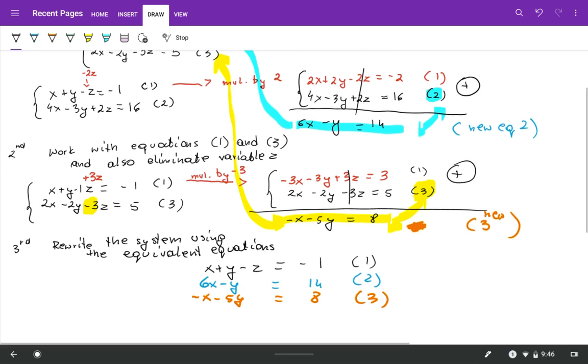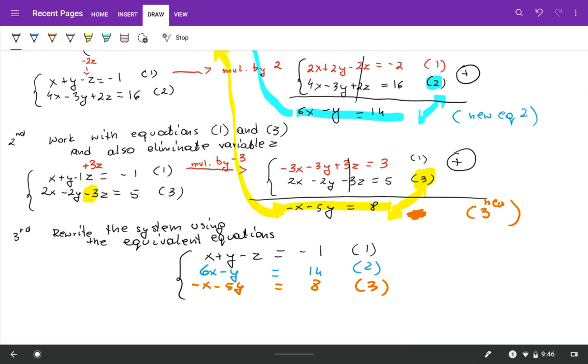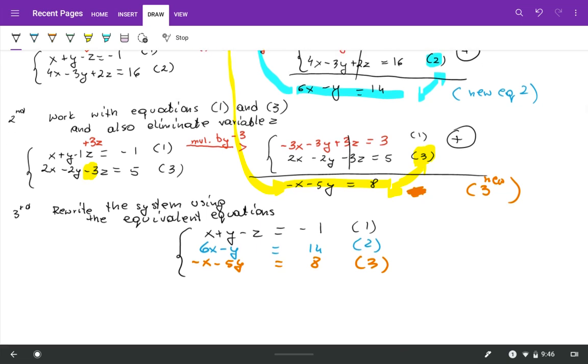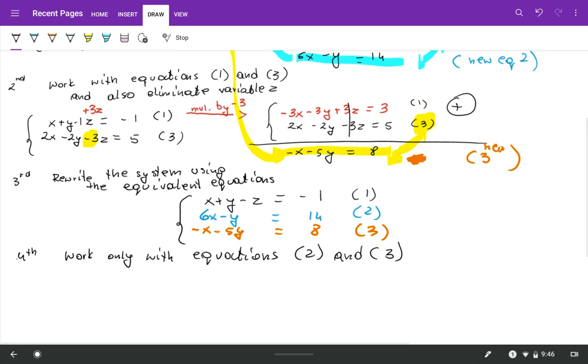Okay, so now we have equivalent system, but look what happened. Equation 2 and 3 don't have variable z. So next what we're going to do, work only with equations 2 and 3, because you already know how to solve the system, which has 2 equations and 2 variables, and solve it for x and y.